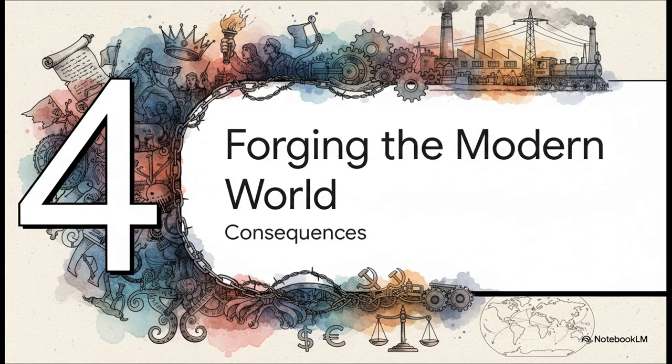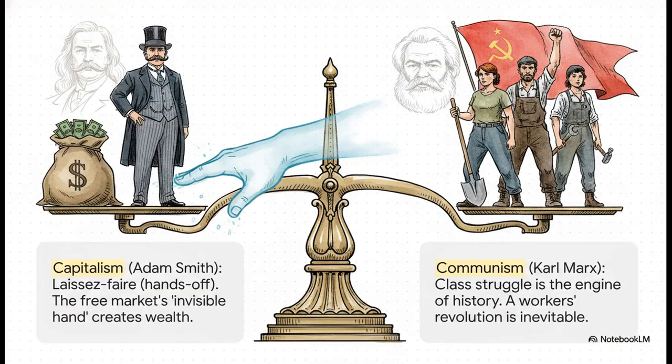So, let's put it all together. You've got this political revolution based on rights and this industrial revolution based on machines, and they're happening at the same time and crashing into each other. The result? A completely new world. I mean, everything changed. How society was structured, how we thought about money, and who had power in the world. This new industrial economy sparked a huge debate about how it should even work.